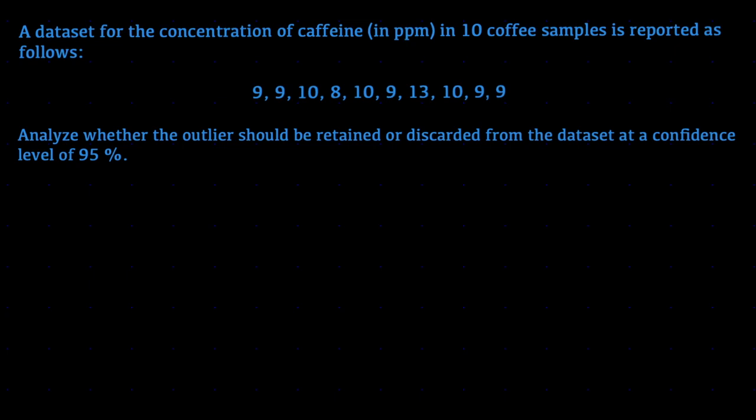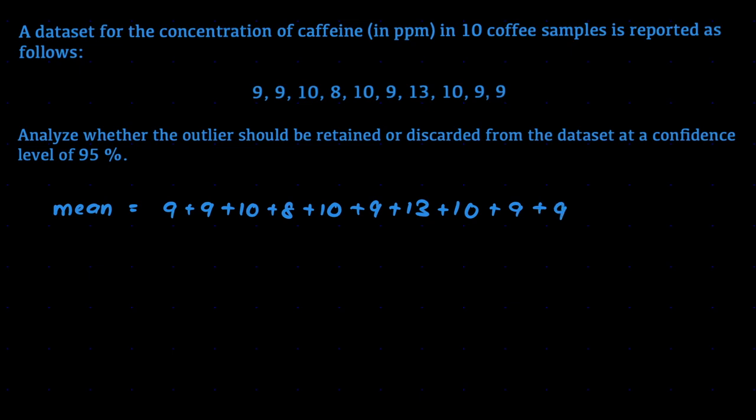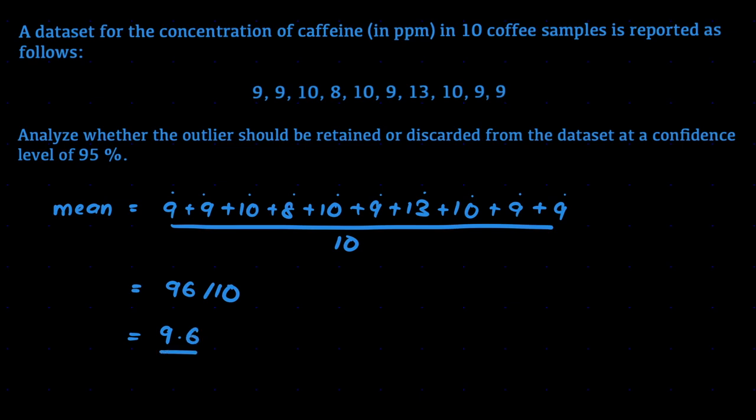So the first thing that you need to do in order to answer this question is to find the mean of this value. The mean, or in other words the average, is the summation of all numbers divided by the amount of the numbers. Altogether we have 10: 1, 2, 3, 4, 5, 6, 7, 8, 9, 10. So the mean is equivalent to 96 divided by 10, which is 9.6. That is the mean value for this set of numbers.